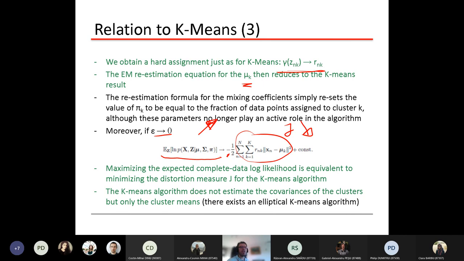So actually, this is a link. The k-means algorithm is a special case where we have very precise Gaussians with the same variance. So all the Gaussians have the same variance, a variance which is as small as possible. Precision goes to infinity, variance goes to zero. They act as black holes, if you want.